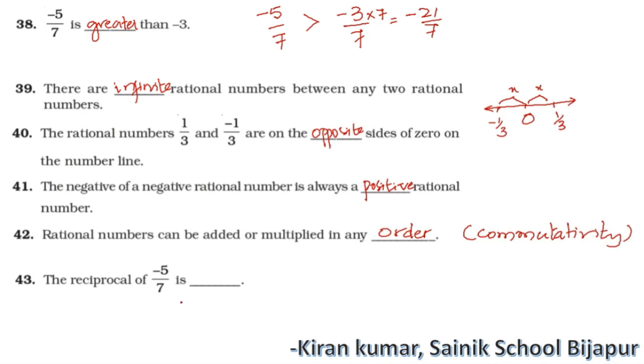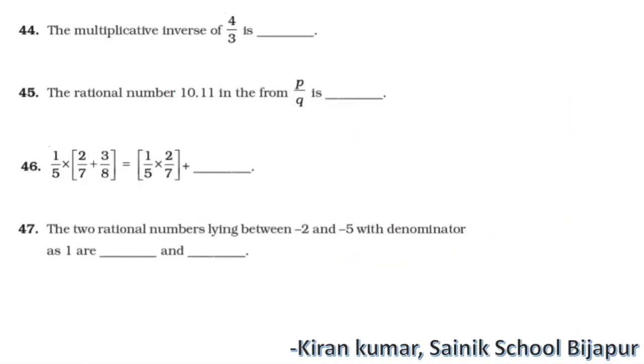The reciprocal of minus 5 by 7 is minus 7 by 5. The reason is, when we multiply negative 5 by 7 with negative 7 by 5, the product becomes equal to 1. Since 5 will get cancelled and 7 will get cancelled, minus 1 times minus 1 is positive 1. Question number 44. The multiplicative inverse of 4 by 3 is 3 by 4. The reason is 4 by 3 on multiplication with 3 by 4, the product becomes equal to 1.